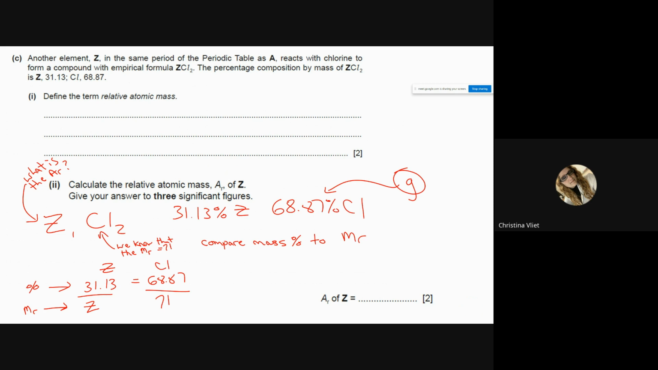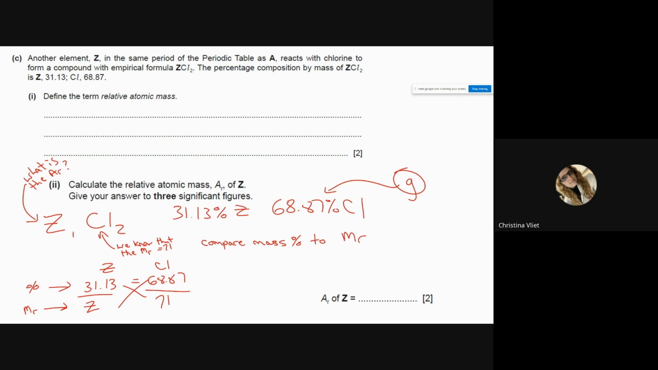So far so good? So I basically have to make a relationship that makes sense. I know that when I have 68.87 grams of chlorine, I have 31.13 grams of zinc. When I have 71 grams of chlorine, I have how many grams of zinc? And now your answer, Hakeem, makes total sense, right? Because 71 is just slightly more than 68.87, your answer is going to be slightly more than 31.13. Cross multiply is the way you talk.